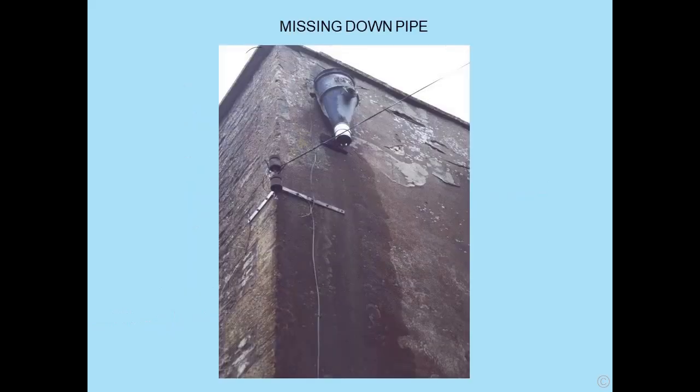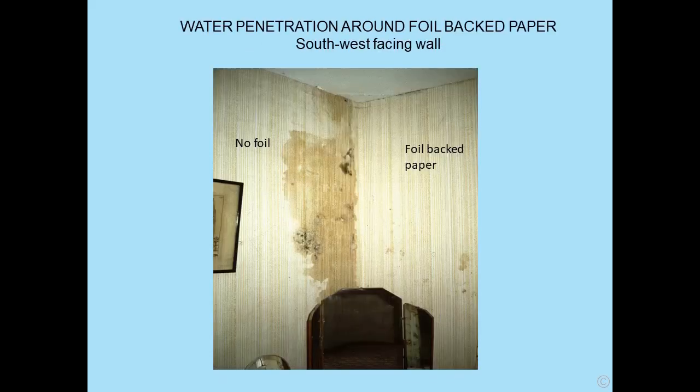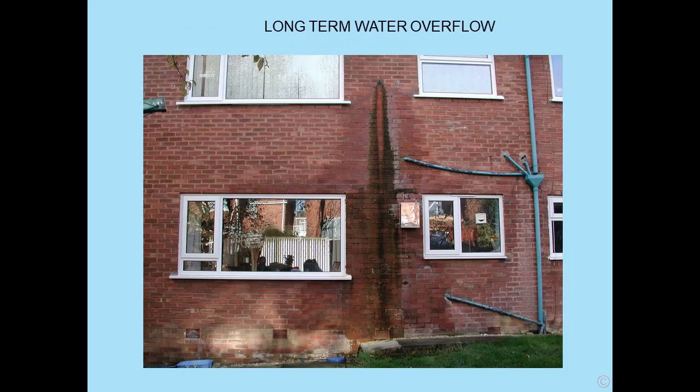Here we are, just a few. Missing downpipe, water pouring down the wall. Why would we worry? It's not the electricity, or rather the telephone cable. The big problem here is the penetrating water. If there's embedded timbers in there, there will be a problem, or a potential problem. Water penetration around foil-back paper, southwest facing wall, taking the prevailing winds. No foil and foil backed. You can see pinholes in the foil back paper at the bottom where water is getting through.